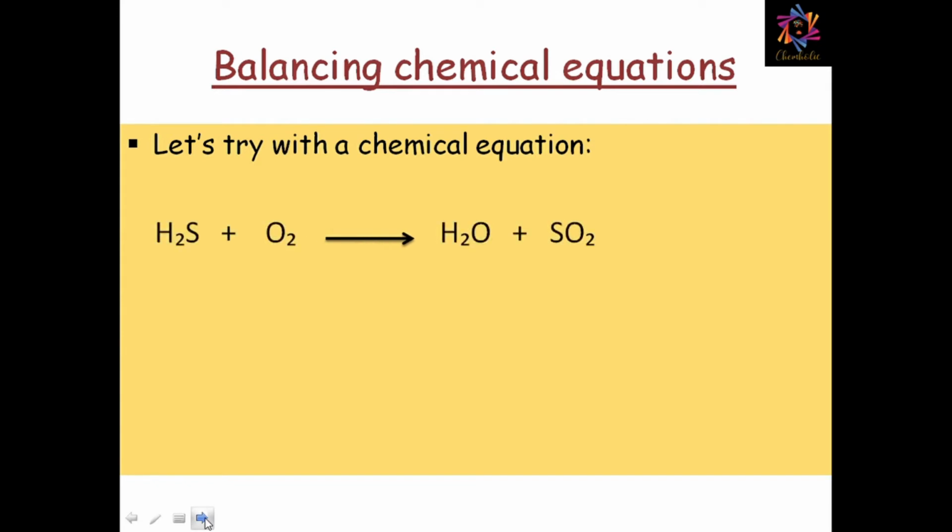Taking an example, here we have a chemical equation. We have H2S and O2. They are reacting to form H2O and SO2. SO2 is sulfur dioxide, H2O is water, O2 is oxygen gas, and H2S is hydrogen sulfide gas. So guys, first we have to see whether they are balanced or not.